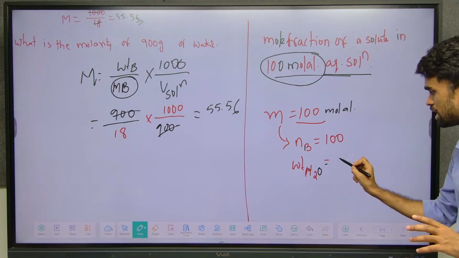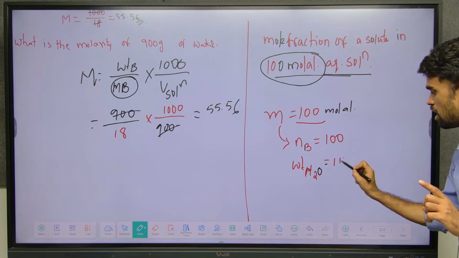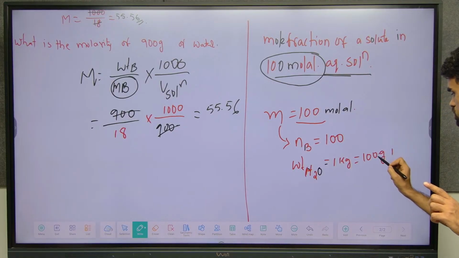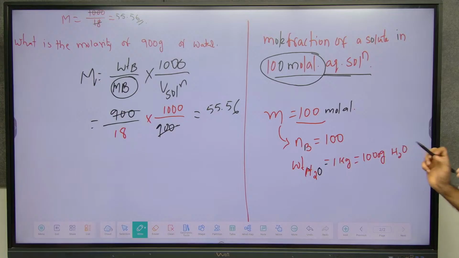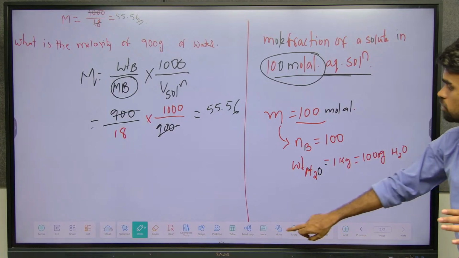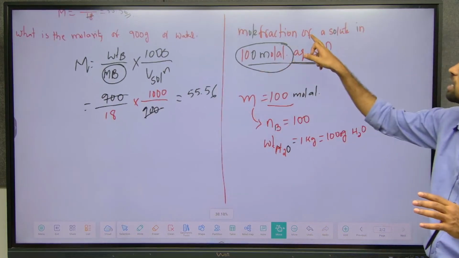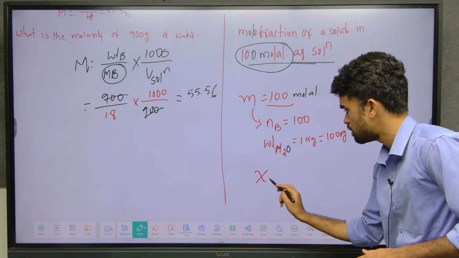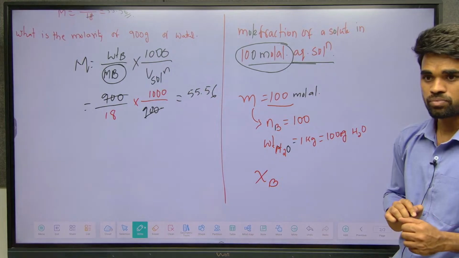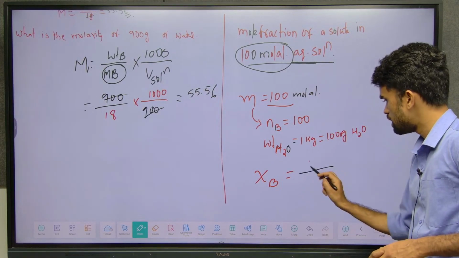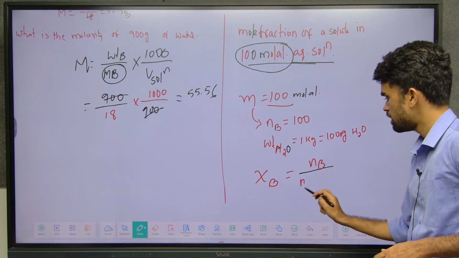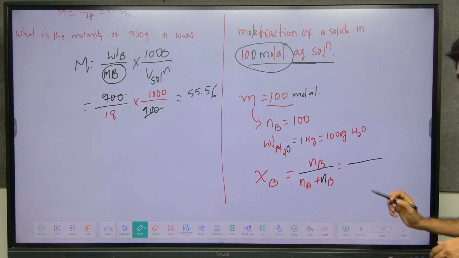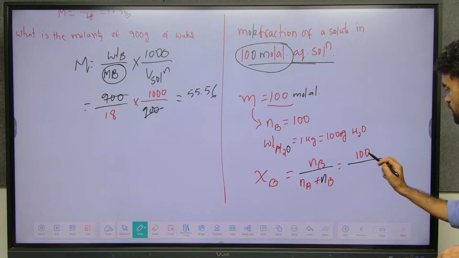Okay. So now what can I write? 1 kg or 1000 grams of water. Can I write it like this? Everyone clear with this? Now what are they asking us? Mole fraction of a solute. So mole fraction of solute, indicated with symbol X_B, equals N_B by N_A plus N_B. So how many N_B do we have? 100. What about N_A now?